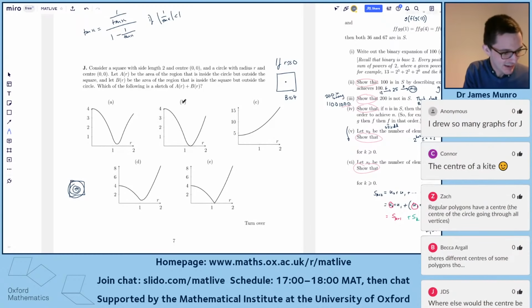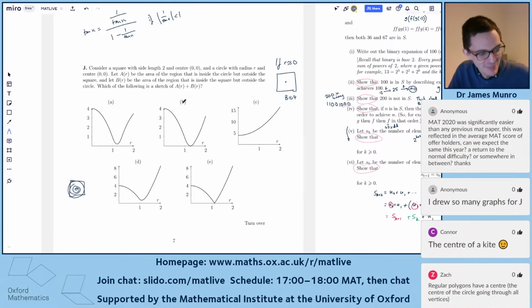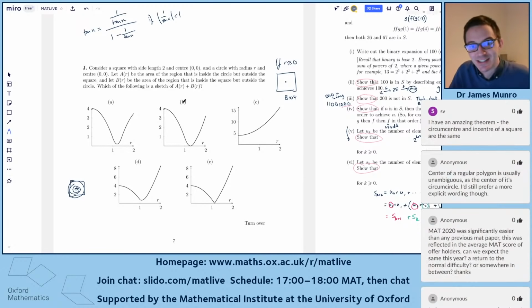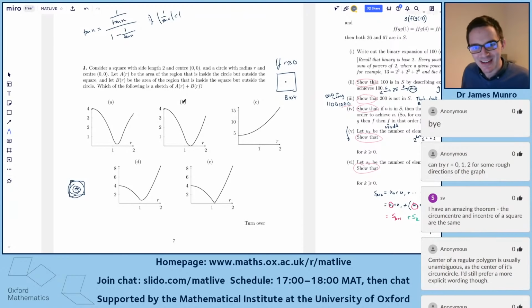Cool. Look at this question. Can we expect this same this year? A return to normal difficulty or somewhere in between? It's such an audacious question. I mean, you're asking it from a good place. I like that you're looking at the past questions and thinking, oh, I wonder what's going to happen this year. But obviously I'm not allowed to say. If I'd made this test incredibly difficult, easy, perfectly in the middle, obviously I'm not allowed to tell the live stream that. Sorry. Cool, bye. It was the same person immediately. Bye, gone.